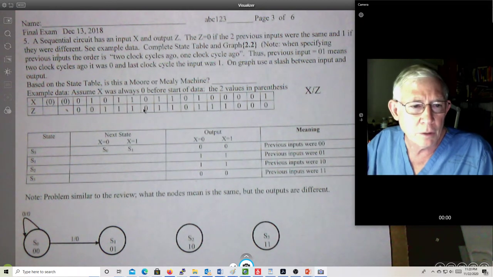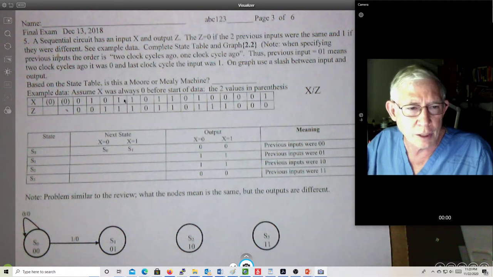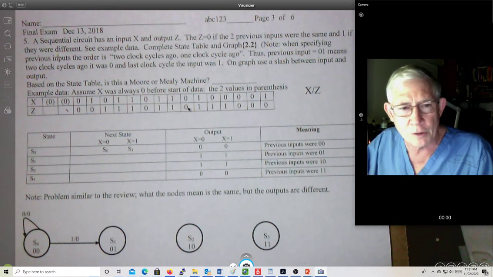Then here, the two previous inputs are 1, but we get a 0. So we output a 0 because these are both the same, not different. And then here, the two previous inputs are 1, 0, so we put out a 1. And here, they're 0, 1, so we output a 1. But here they're 1, 1 again, so we output a 0.